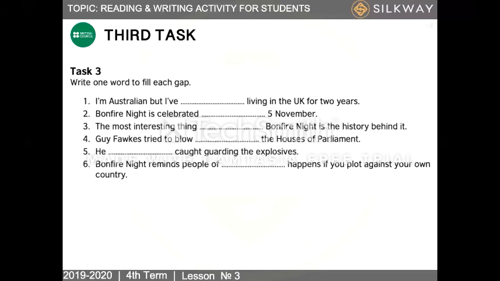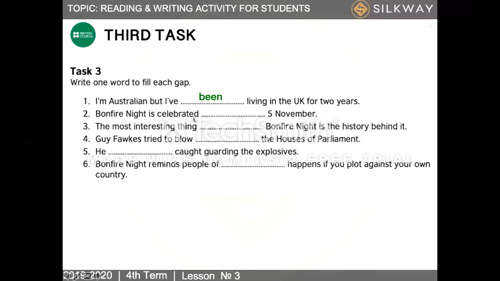Okay, so your time is over. Now, let's find out the answers. Number 1. I'm Australian, but I've blank living in the UK for 2 years. What do you think is the correct word to fill the gap? The answer is been. I'm Australian, but I've been living in the UK for 2 years. Very good. Next, how about number 2?